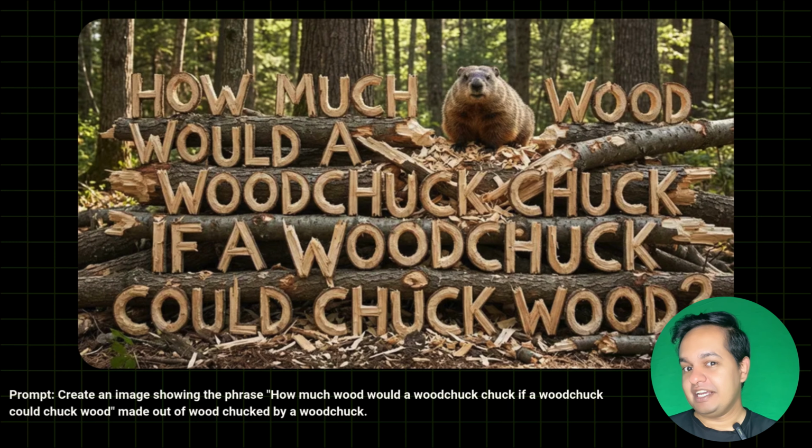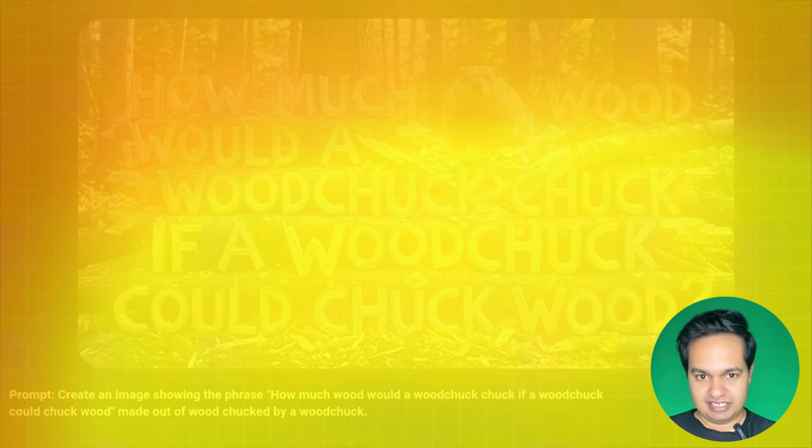They create an image of the famous tongue twister about how much wood a woodchuck would chuck, made out of wood. Not only does the model get every letter accurate, but the way it uses the wood texture to shape each letter is amazing. It blends the wooden texture perfectly, and the spelling is 100% accurate. Again, this simply wasn't possible with older models.